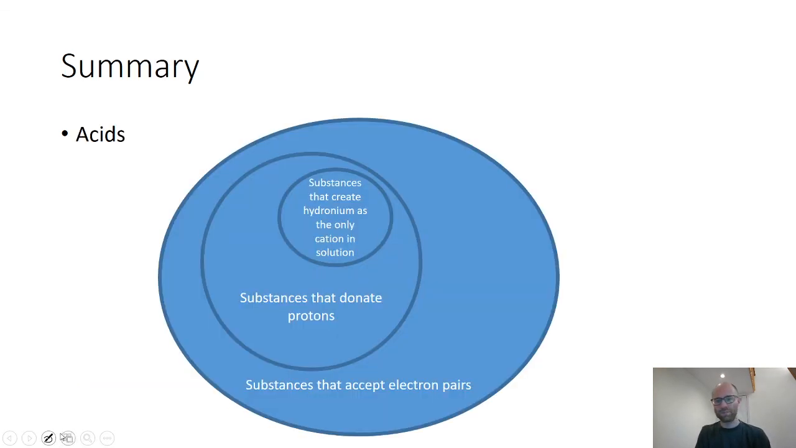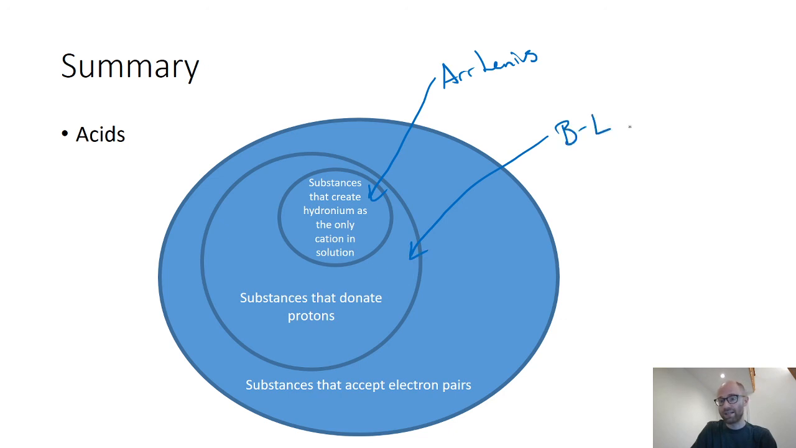And I drew this picture to really sum things up. The smallest categorization of acids is the Arrhenius. All Arrhenius acids are Bronsted-Lowry acids, but then there are some Bronsted-Lowry acids that don't fall into the Arrhenius bin. And then all of these would be considered acids in a Lewis framework, but then there are plenty of substances that act as acids that don't fall into those two and are considered Lewis acids.